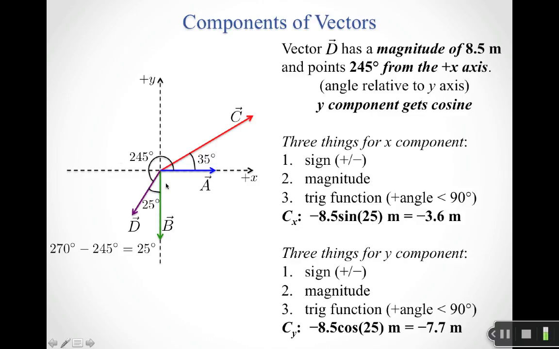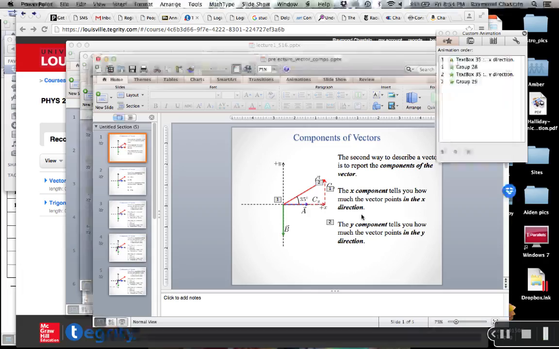This is the game we want to get very good at playing very quickly: breaking vectors up into their components. If your vectors lie along coordinate axes, it's fairly easy. Figure out which component gets 0, what the sign is of the other component, and all the magnitude goes with the non-zero component. For vectors that don't lie along a coordinate axis, like c and d, I need to figure out the sign, magnitude, and which trig function to use for both components. But that's basically the game that we're going to play.